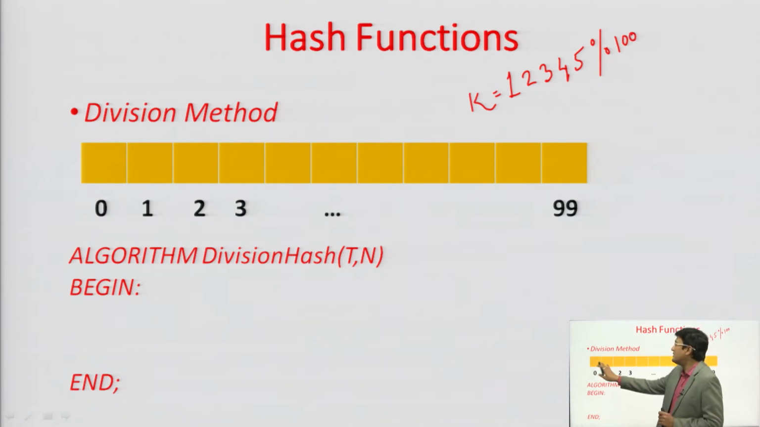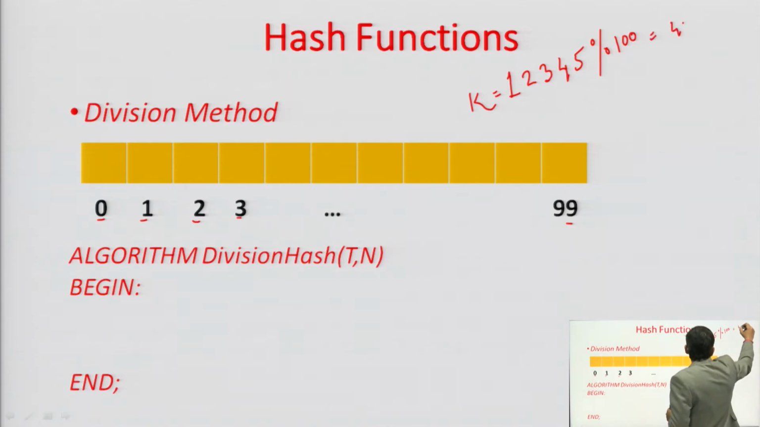Here you can see that there is a hash table and in this hash table the locations are 0, 1, 2, 3 and so on up to 99. So, the largest index here will be of 2 digits, so we will be finding out a 2 digit number. The simplest method could be to take its modulus with 100 and this value comes out to 45. So, 45 may be the location of this key value in this hash table.